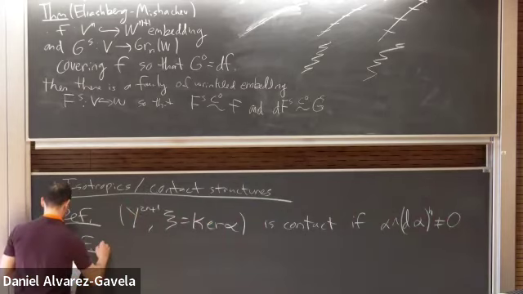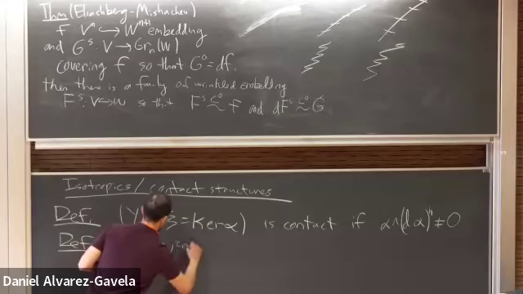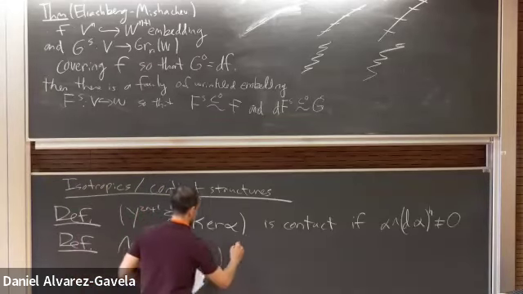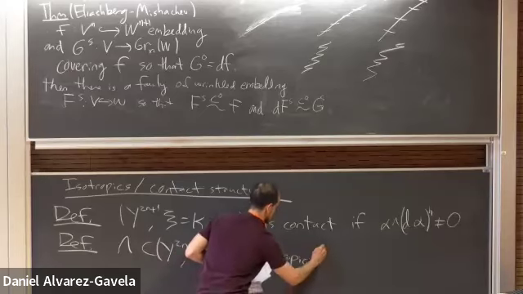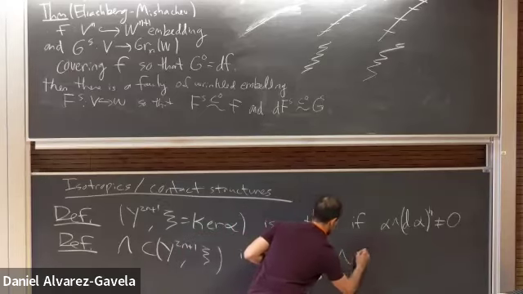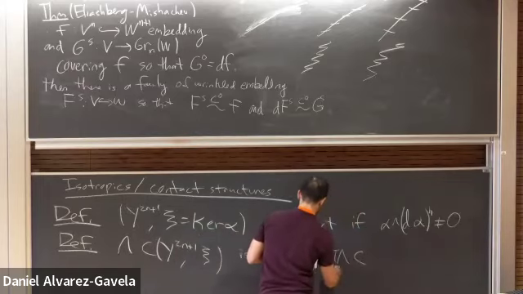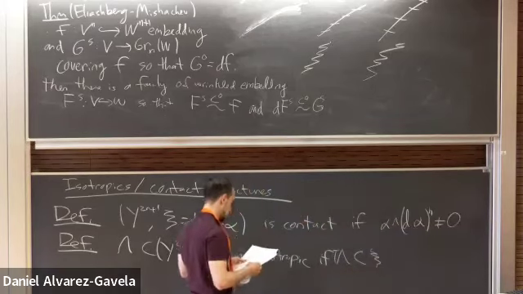And definition: a submanifold of the contact manifold is isotropic if the tangent planes of the submanifold are in this contact distribution.